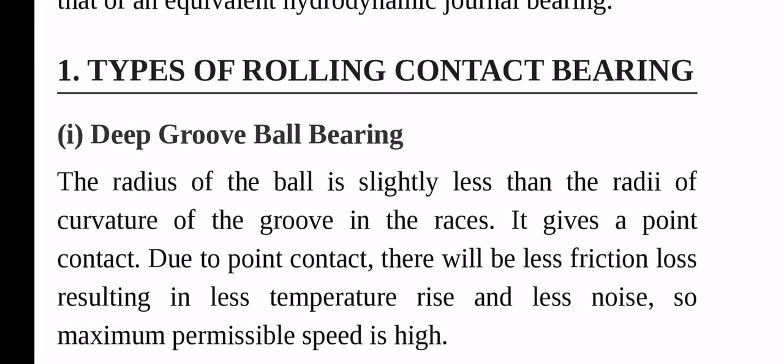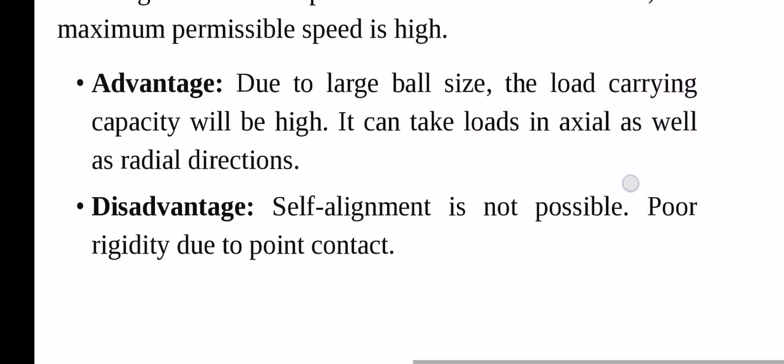Types of rolling contact bearings. Deep groove ball bearings. The radius of the ball is slightly less than the radius of curvature of the groove in the recess. It gives a point contact. Due to point contact, there will be less friction loss resulting in less temperature rise and less noise, so maximum permissible speed is high. Advantage.